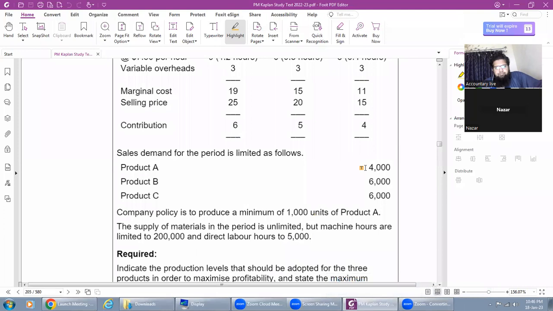Yes. So we were talking about what is the sales demand. Product A could be sold 4,000.